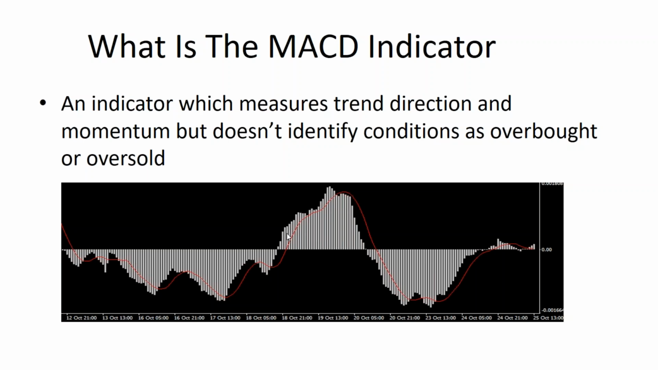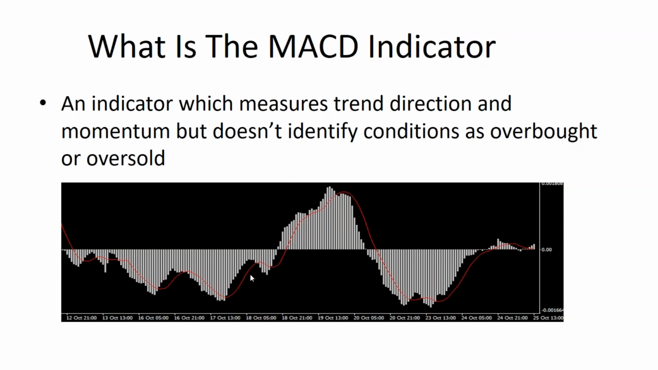So you can see the indicator here. The indicator is this histogram with a red line running through it. Essentially, when the histogram is below the center line, so when the bars are down here, that means the market is classed as bearish and likely to continue to sell off. And when the histogram is above the center line, this means the market is bullish and likely to continue higher. So the indicator can be used in a few ways.